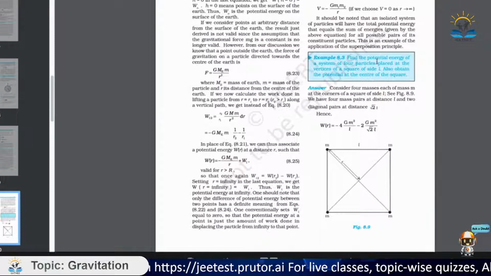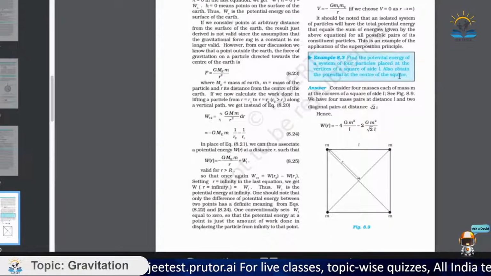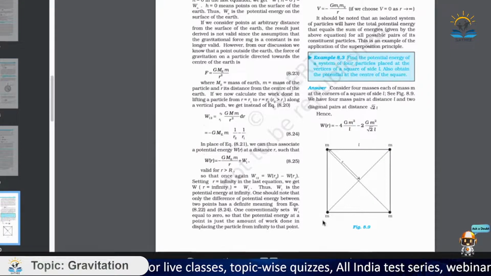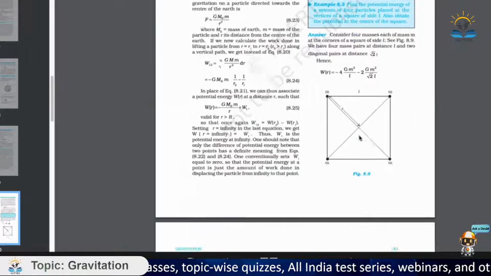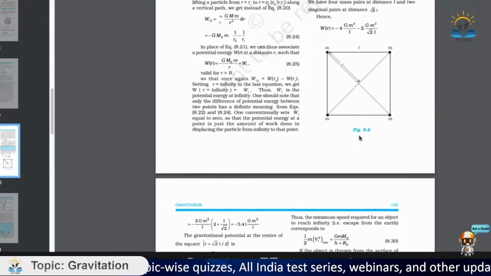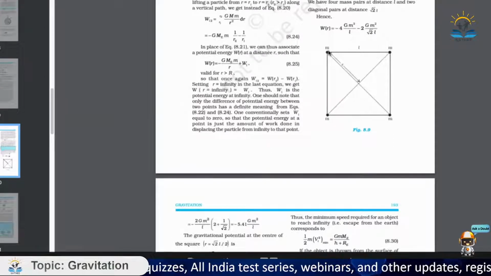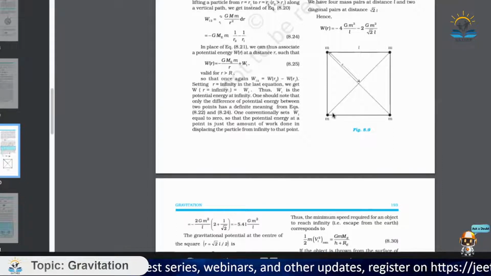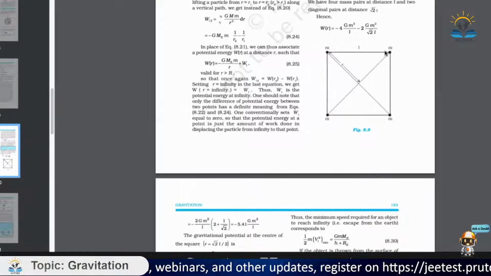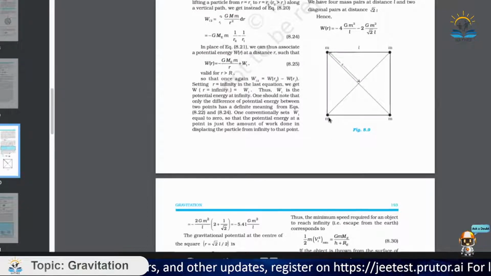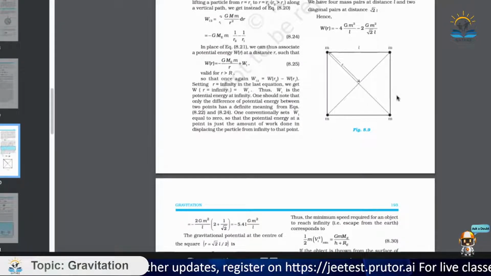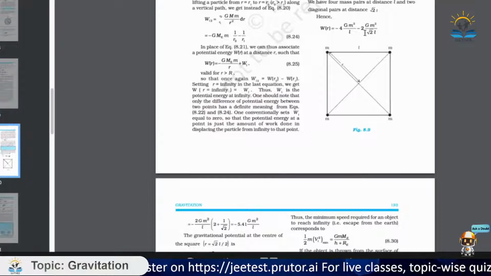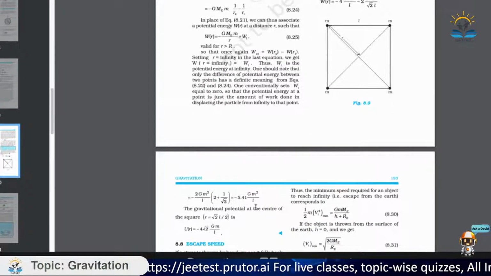Find the potential energy of a system of four particles placed at the four vertices of a square of side L. So for this, the gravitational potential would be, since there are four particles, we would see interaction between every particle. So this particle would be interacting with this and this particle. So this is length L, this is length L, and this would be root 2 L. So here this interaction is written in these terms.